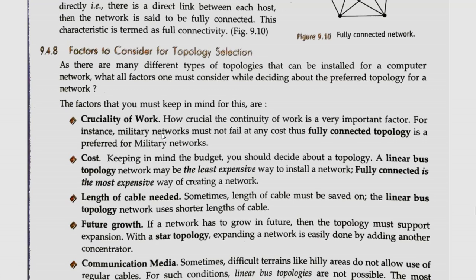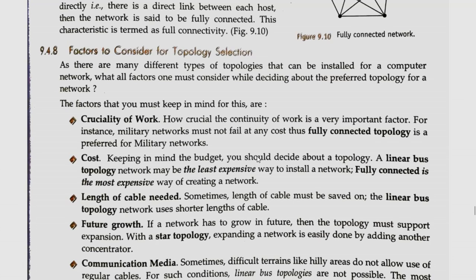In that case we need a wholly connected topology, because we don't want to miss even a fraction of a second of information. At that situation even a small failure can mean a big failure, because every second is important in military operations. So whenever we are going for a highly crucial work, we should go for the fully connected topology. Now the next thing is the cost.